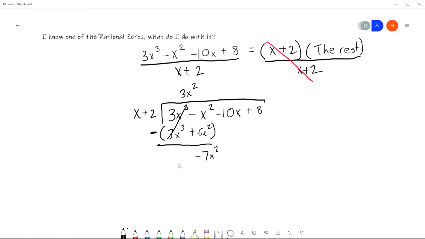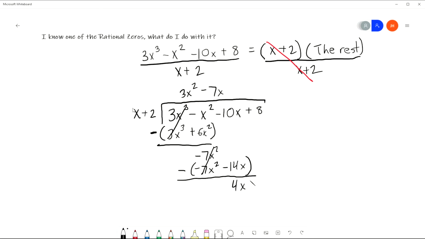What do I need to multiply x by to get minus 7x squared? Minus 7x. Negative 7x times x is minus 7x squared. Negative 7x times 2 is minus 14x. And I'm going to take this away again. Negative 7x squared minus 7x squared. When I do a double minus, it adds, right? Effectively, this is going to become plus 7x squared plus 14x. So these will cancel. And negative 10 plus 14 is 4x. Excellent. See what I did there?